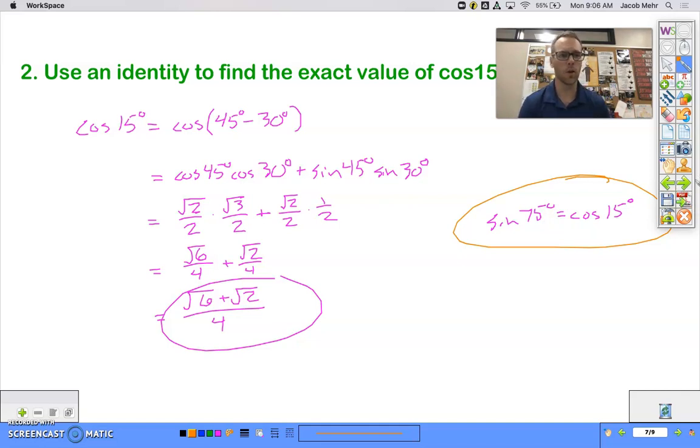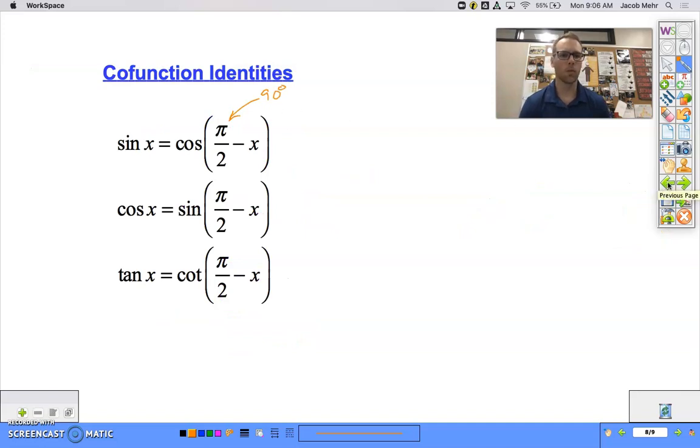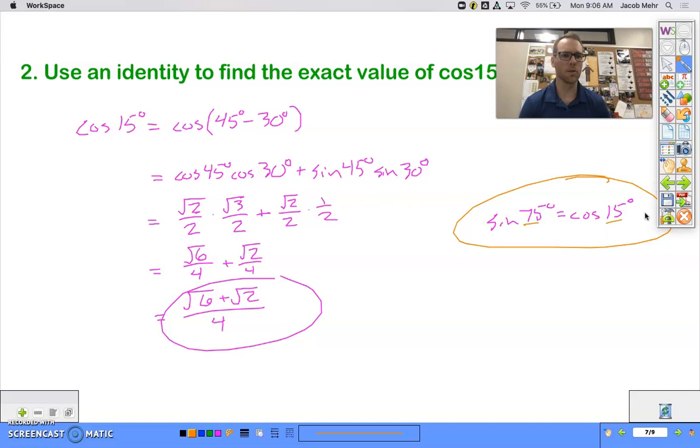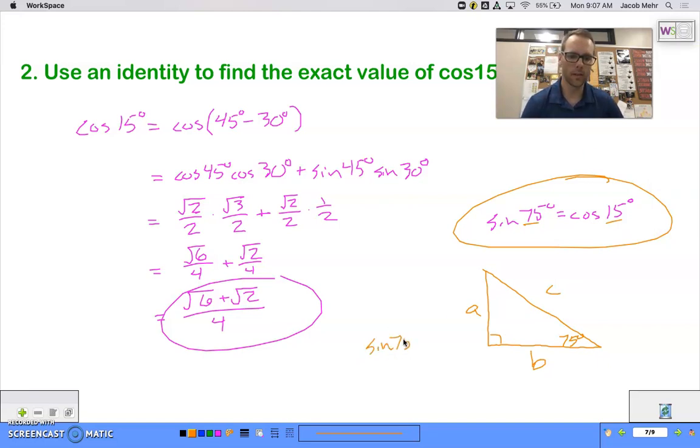And my first thought with this cofunction identity is to think about a right triangle. And I think about the relationship between those two angles in the right triangle. So let's sketch a right triangle. And let's say that this is 75 degrees. I know I didn't draw it like 75 degrees, but let's just say that's 75 degrees. And let's just label our triangle here as A, B, and C. What is the sine of 75 degrees? It would be opposite over hypotenuse, A over C. Okay, now I know we know exactly what that is, but I'm just throwing generics in here.